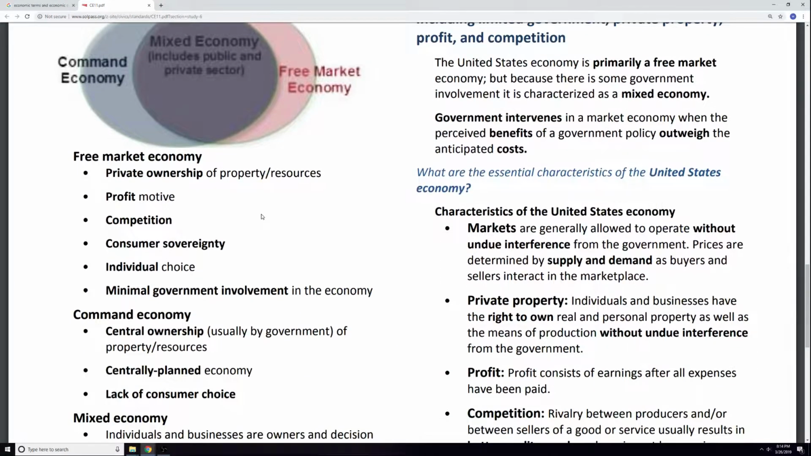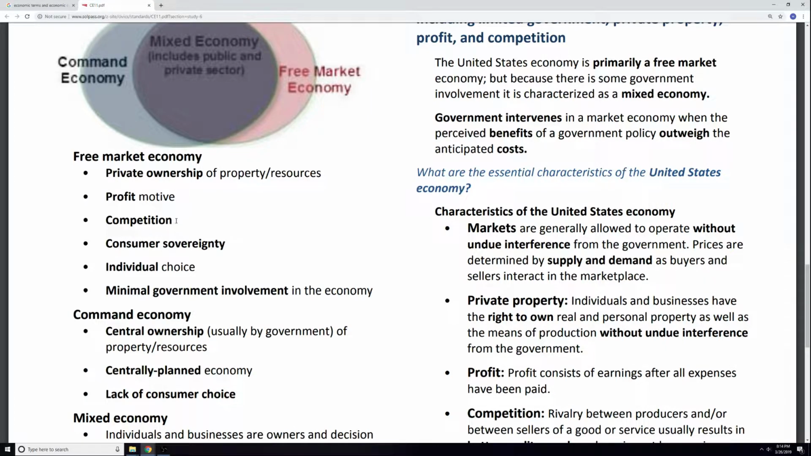So then we get to free market. Free market is just an idea. Remember, these don't actually exist. So we're looking at private ownership of property and resources. Basically, everybody owns their own stuff. Like you own your clothes, you own your car, you own your house. You're doing everything based on profit because you're trying to make money so you can survive. We have competition. We've gone over what competition is. Burger King versus McDonald's, Microsoft versus Apple, things like that.